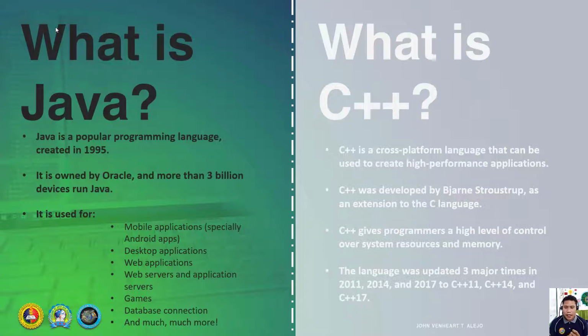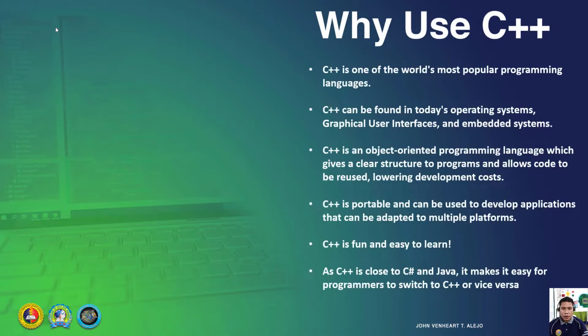So why use C++? C++ is one of the world's most popular programming languages. C++ can be found in today's operating systems, graphical user interfaces, and embedded systems. C++ is an object-oriented programming language which gives a clear structure to programs and allows code to be reused, lowering development costs. C++ is portable; it can be used to develop applications that can be adapted to multiple platforms, meaning multiple operating systems. C++ is fun and easy to learn.